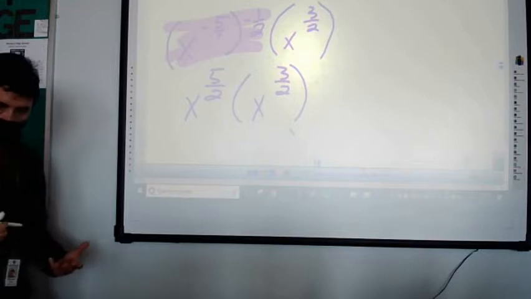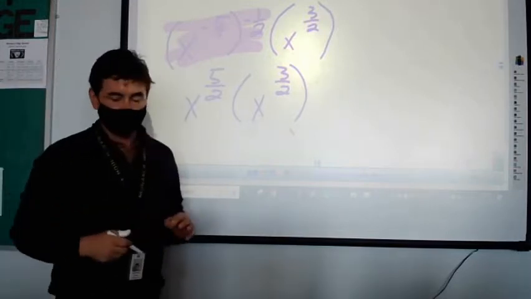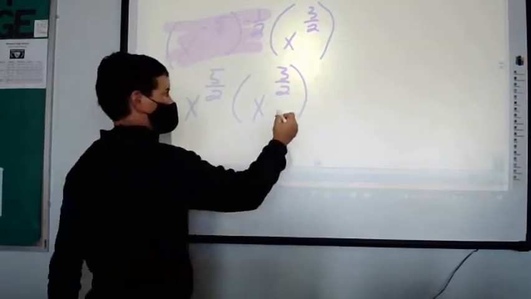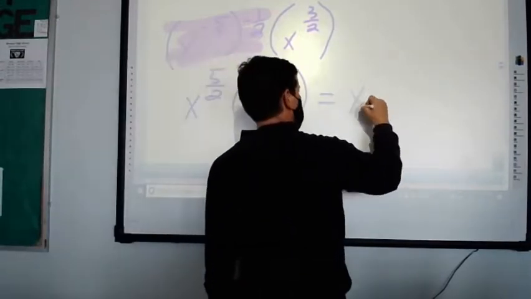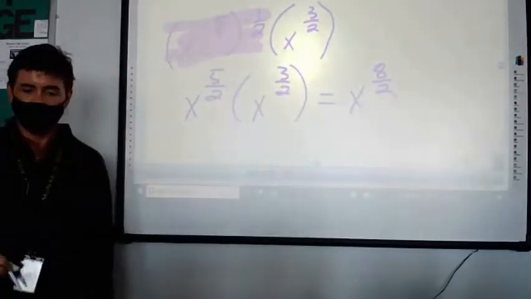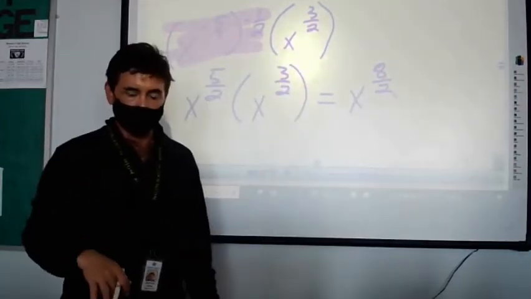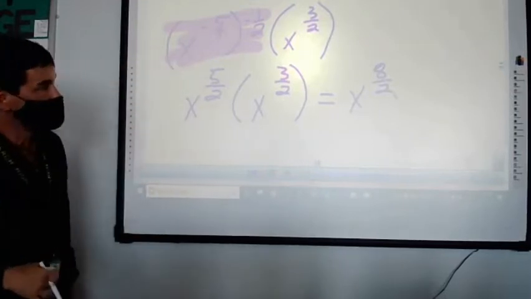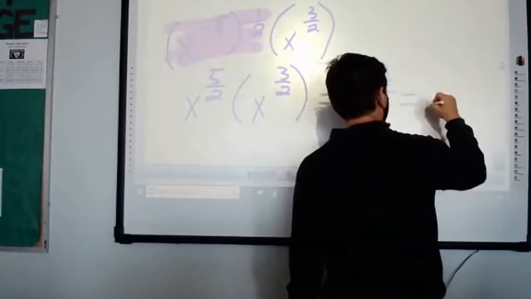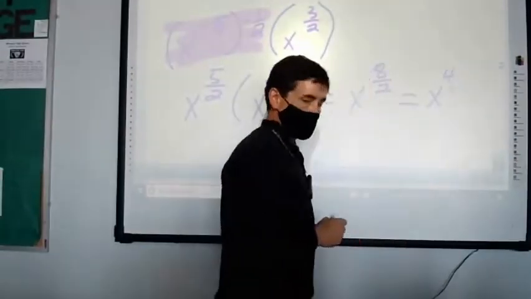Okay, and I'm just adding those. So when you add two fractions, add the numerator, leave the denominator alone. So we get x to the 8/2 power. And if you can divide or reduce a fraction, then 8 divided by 2 is 4. So x to the 4th power.